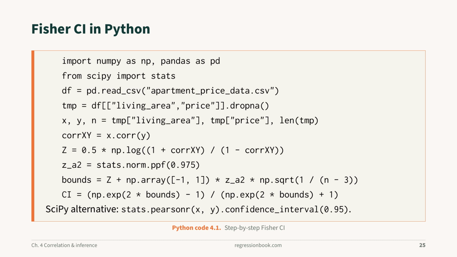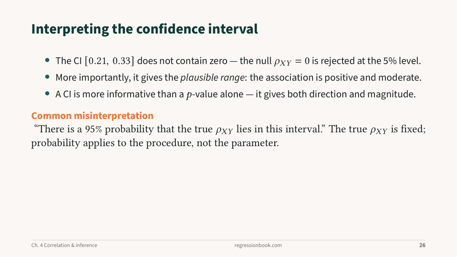Same interval, either way. What does the interval buy? First, it does not contain 0, so the 0 correlation null is rejected at the 5% level. The test comes free. More importantly, it gives the plausible range. The association is positive and moderate. An interval is more informative than a p-value alone because it carries direction and magnitude. And the misinterpretation box returns. The probability belongs to the procedure, not to the fixed parameter.